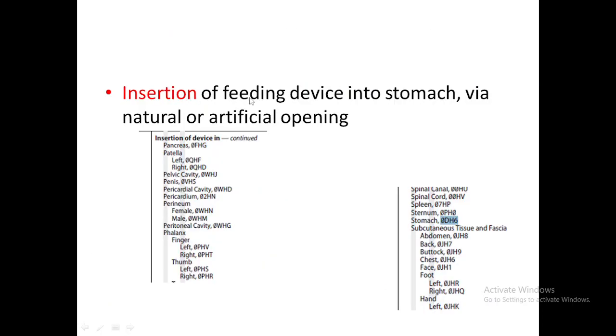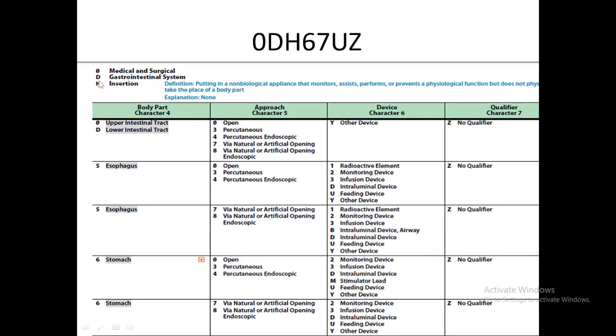So first is insertion of feeding device. Use the term insertion of device into stomach. So search for stomach: 0DH6. So via natural or artificial opening. So 0DH, and search for stomach here, 6, and via natural or artificial opening, and this is feeding device. So U, feeding device, and no qualifier.